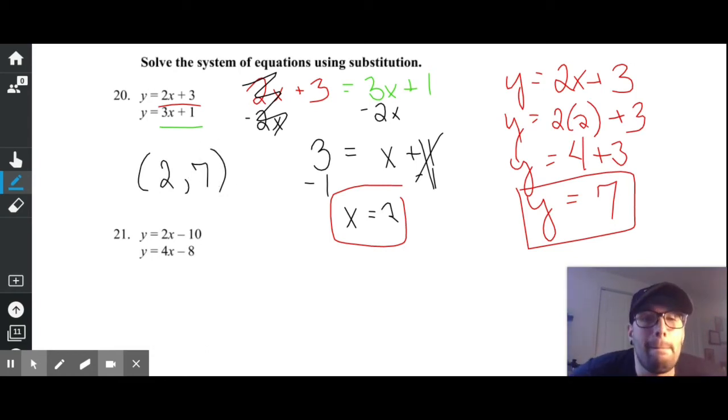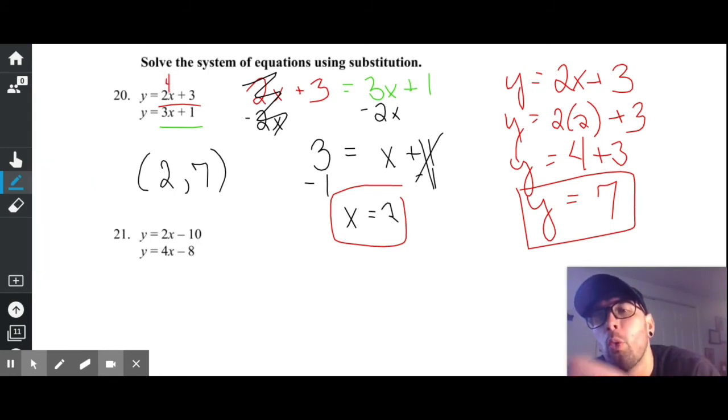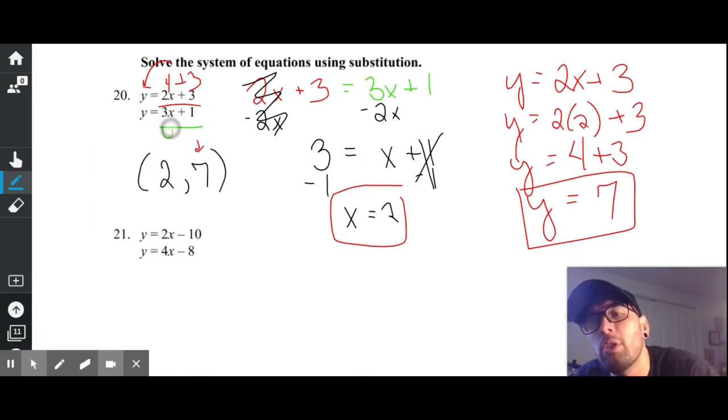Okay? And if I wanted to quick check my work, I would just take the fact that x is 2, so 2 times 2 is 4. 4 plus 3 is 7. And what's y supposed to be? 7. Okay, and if I wanted to check it again, x is 2, 3 times 2 is 6, 6 plus 1 is 7. And what was I supposed to get? 7. So I did it right.